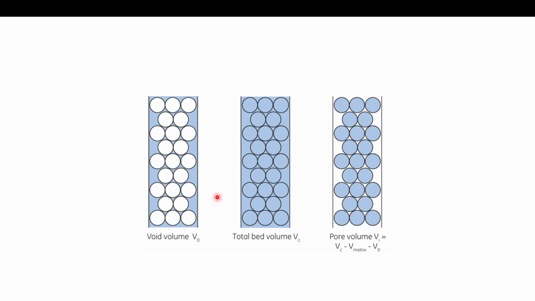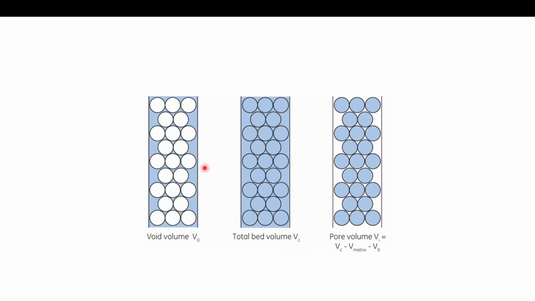See, this is your resin or matrix that is having pores. Now the void volume is this one, the blue region. Neglecting the pores, whatever volume is present in the whole column, that is your V naught, the void volume. And when we talk about column volume or the total bed volume, that includes the pores as well as the spaces between the beads or outside the pores. So this total is the total bed volume or VC.